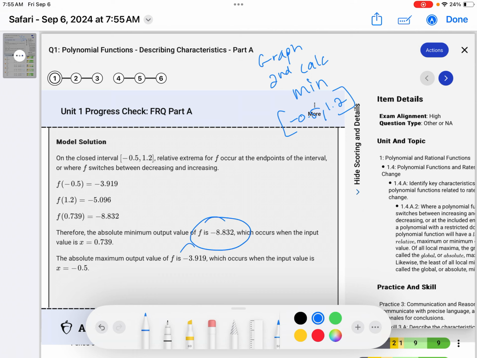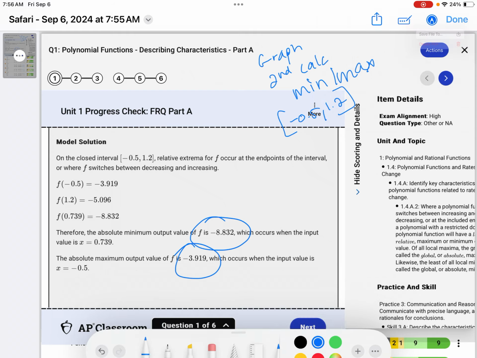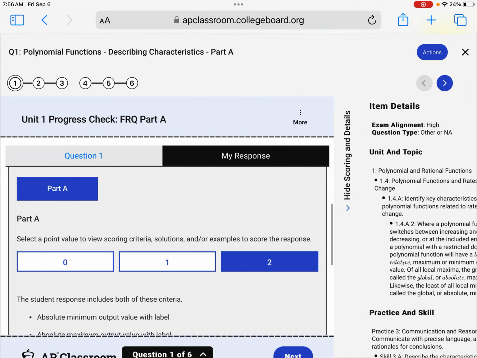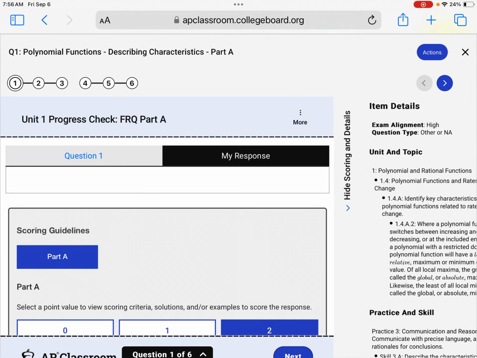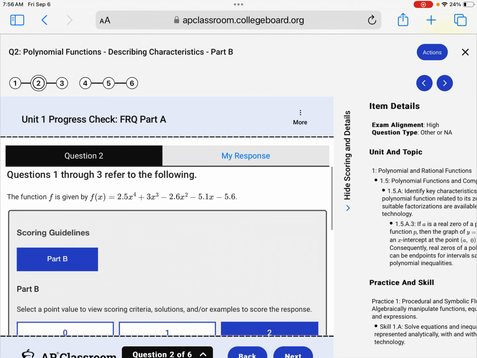So the minimum should be right there, and then the maximum should be right there. And you literally just type that in your calculator and it will shoot it out for you. And then let's go to the next part.